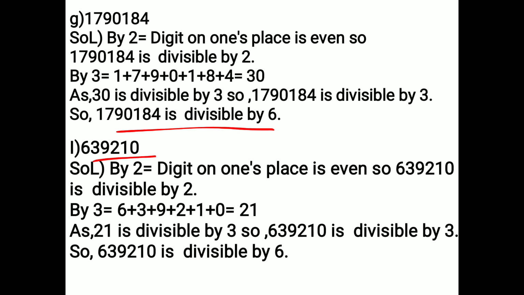By 2, in 639210, last number is 0, which is an even number, so this number is divisible by 2. And by 3, what do you have to do? You have to add them. When you add, answer comes 21. 21 is divisible by 3, so this number is also divisible. So in both the cases, answer comes yes, so you say answer is yes, this number is divisible by 6.